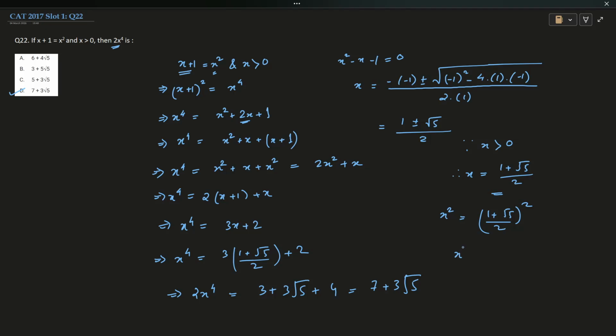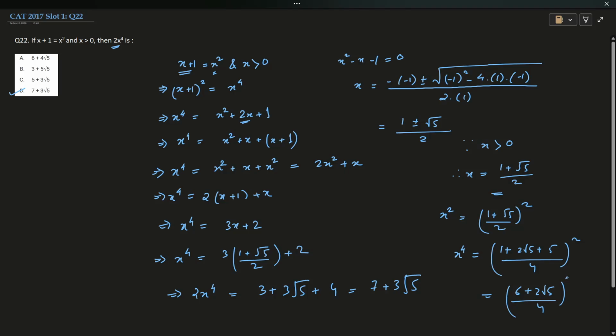Then again you will square it, you will get x to the power 4. So what is this? This will become 1 plus 2 root 5 plus 5 by 4. Square this one, right? So this will become 6 plus 2 root 5 by 4 whole square. If you square this, then again you will get x to the power 4, and then multiply by 2, then you will get the required answer also, right?